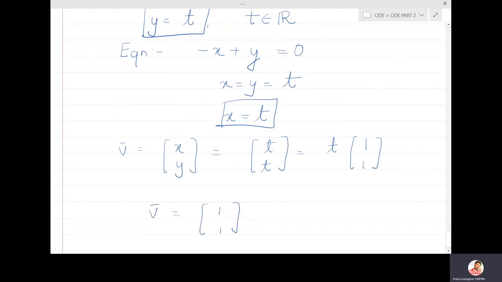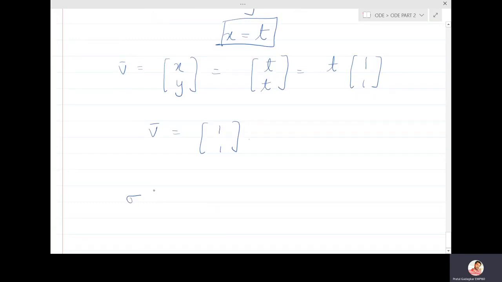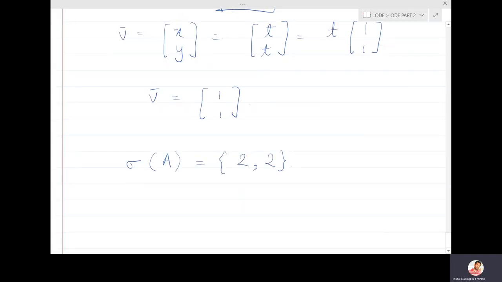So in this problem, the spectrum of A, meaning the set of all eigenvalues of A, is 2, 2, which is actually a singleton set. And what is the collection of all the eigenvectors? I got only one eigenvector in this particular problem. The set of eigenvectors is a singleton set again, with the vector 1, 1 in it.